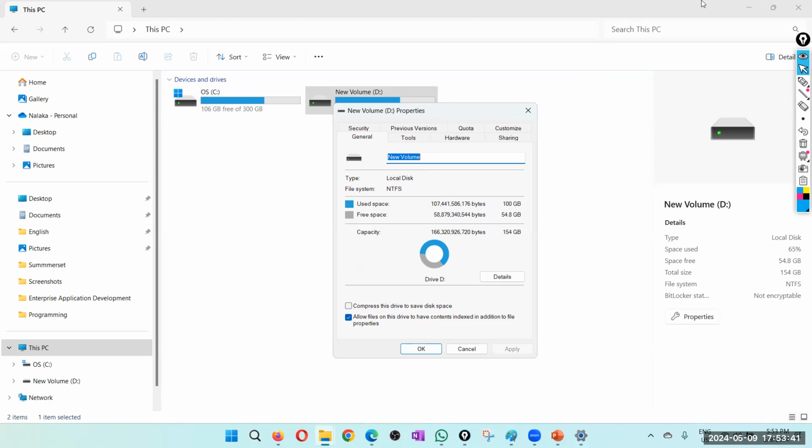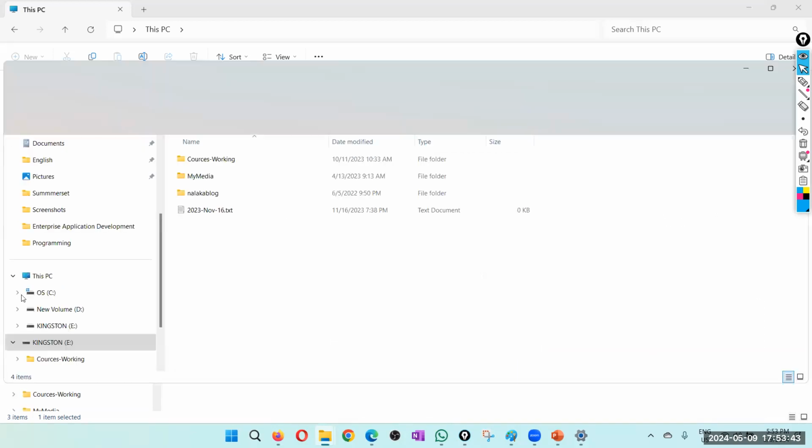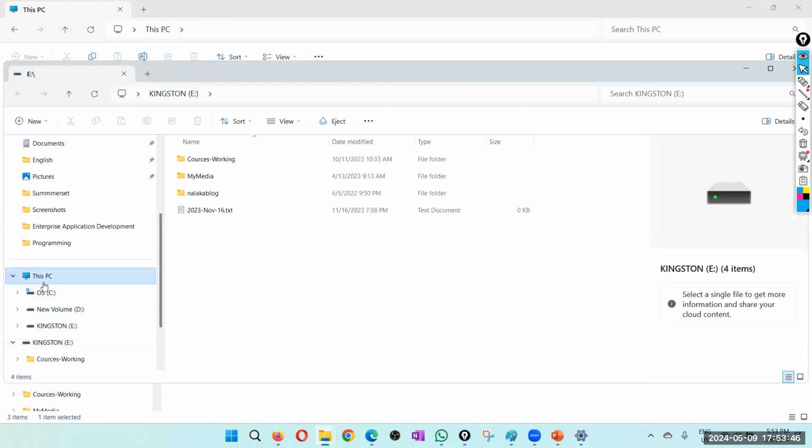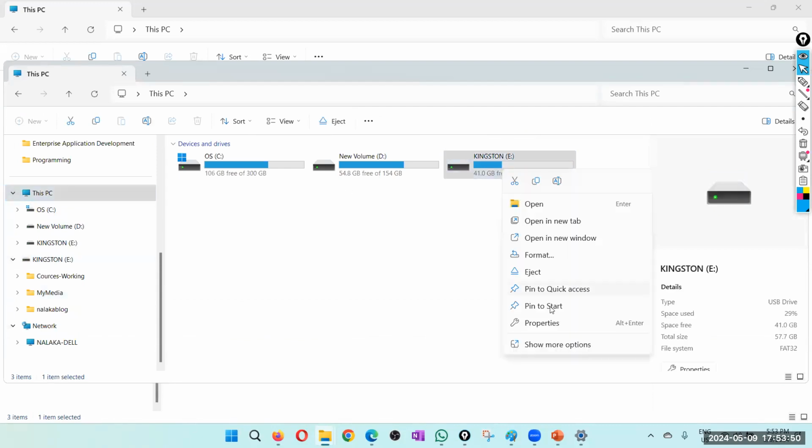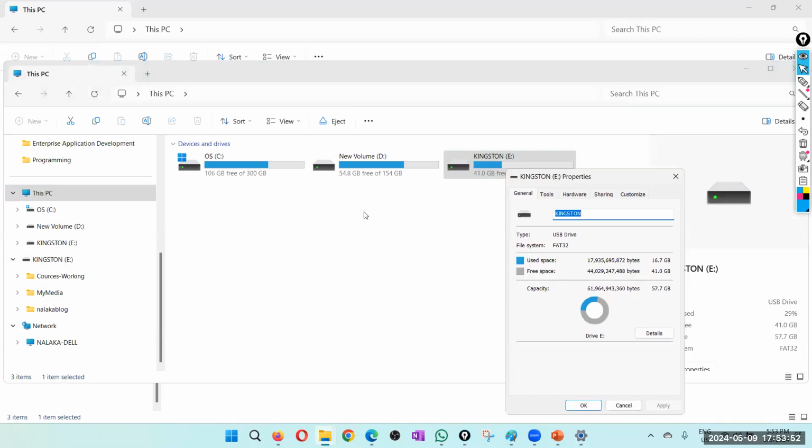Right, now I fixed a pen drive as well. So now you can see it is E. Now let's see what is the file allocation system properties. And you can see it's FAT32. So that is my pen drive. So FAT32 is sort of a default in Linux and other operating systems.